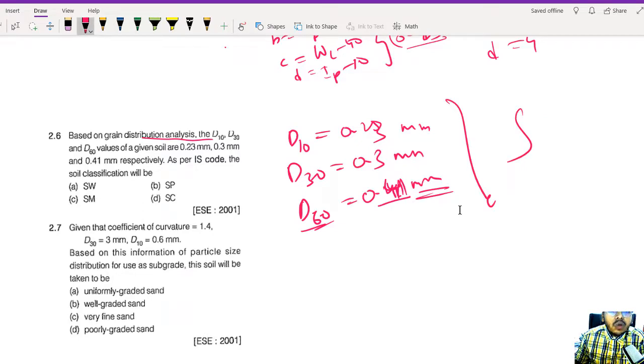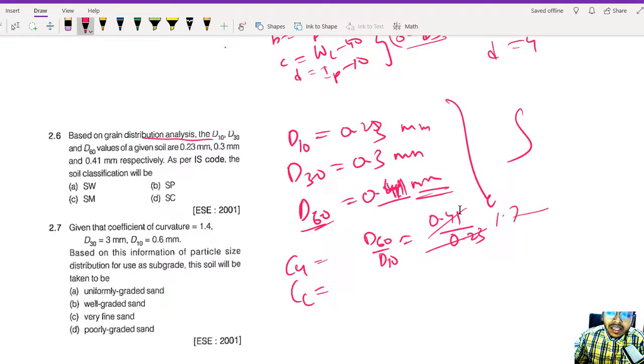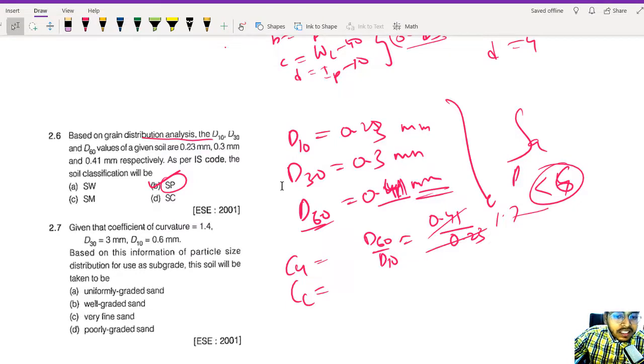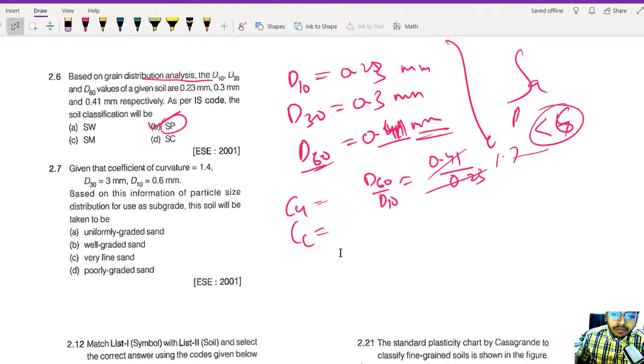Now we have to classify it further. How to classify it? We know the Cu and Cc values. How do we get Cu? D60 by D10. So what is D60 by D10? 0.41 divided by 0.23, so you get somewhere around 1.7. It is greater than 1 but less than 4. For sand it should be less than 6, so it is poorly graded. So it is poorly graded sand, nothing more to check. No need to check Cc also. It is directly poorly graded sand. Things are clear. Now let us see the next question.